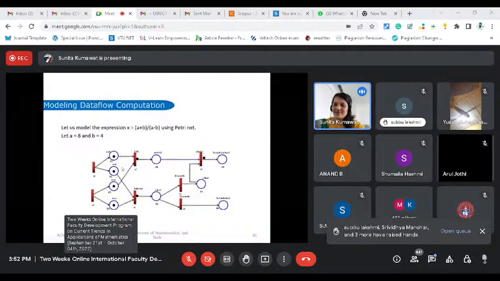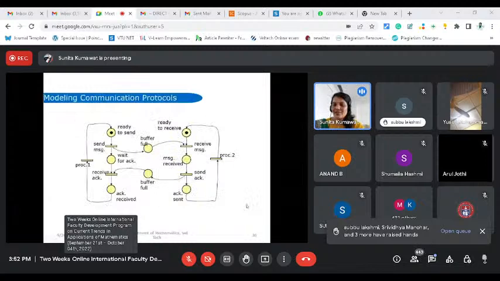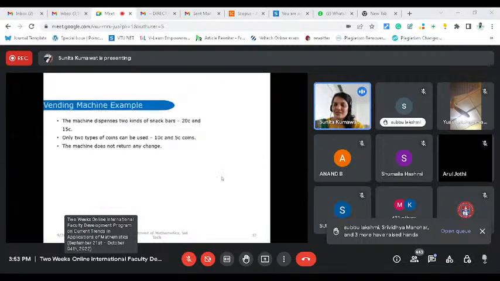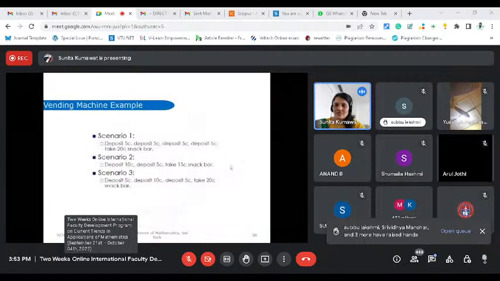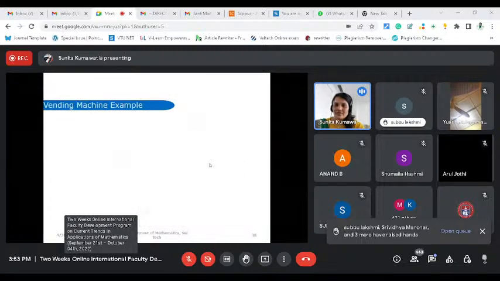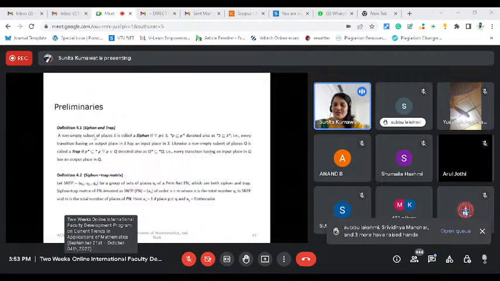Here we have taken very small examples. Similarly, you can see communication protocols, and a vending machine. So I'm just skipping here. Some mathematical portion is also there, which is very useful. Now, we have already seen what a siphon and a trap are. So these are the definitions.